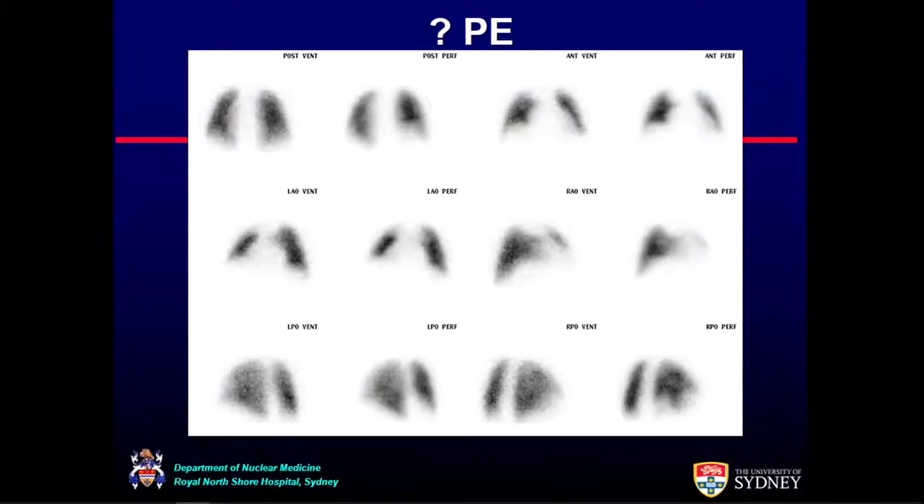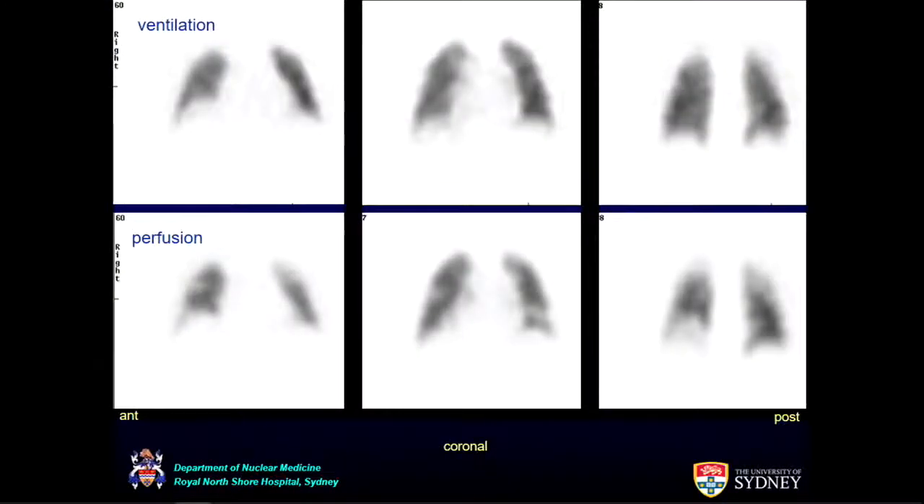Another case from our department, so there's obviously a mismatch at the right base. Does anyone see anything else? So at this point, this is an intermediate probability report that's about to go out. And again, when you have the SPECT, you actually see there's a lot going on. So 1, 2, 3, 4, 5, 6, 7, multiple PE, completely different report.